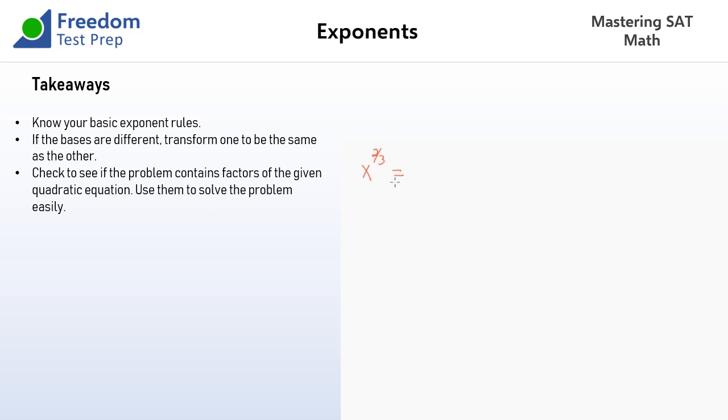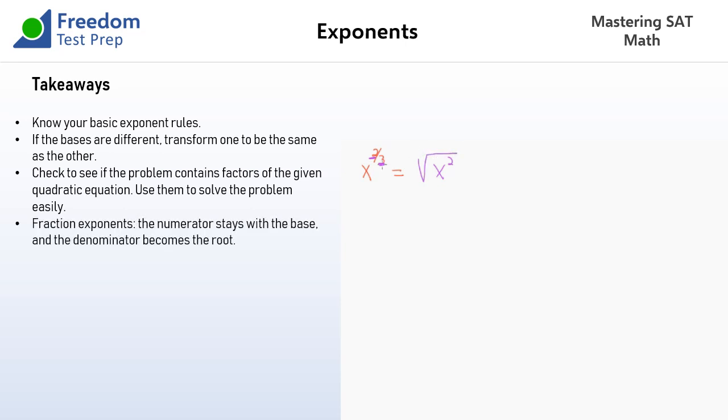So what you do with this, if you need to transform an exponent that's a fraction, the top number, the numerator, this number stays with the x. So you get x squared. The bottom number is what the root is. So you put a square root, and then you take this 3, and it becomes a cube root. Okay, so this is really good to know.